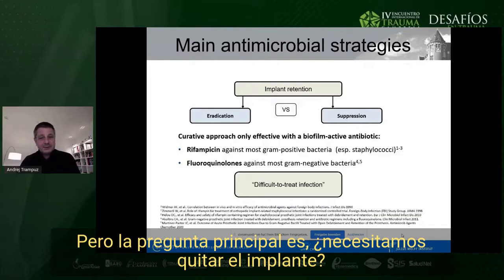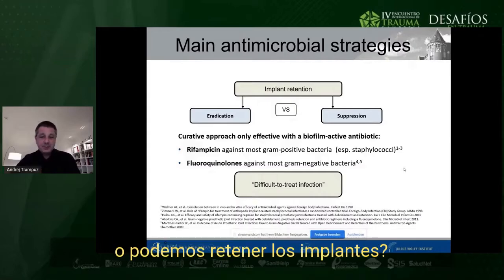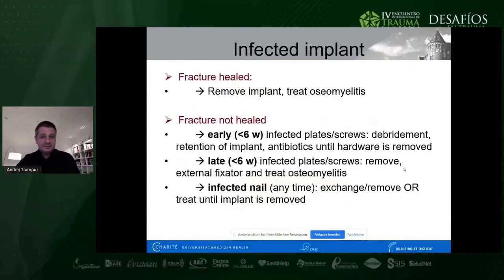But the main question is, do we need to remove the implant or can we retain the implant?